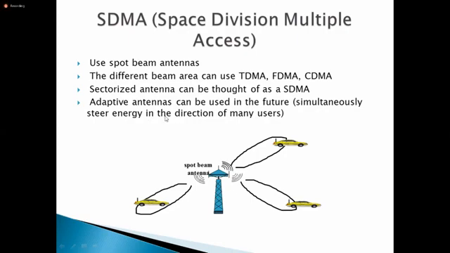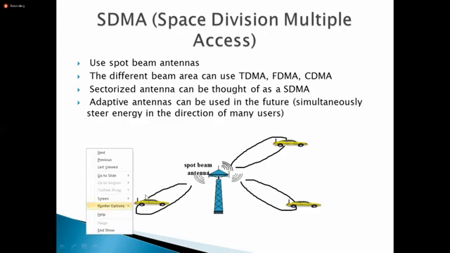Different beam areas can use TDMA, FDMA and CDMA techniques. And different users are accessed with different antennas, right? Then sectoring. I talked about how a cell is sectored, and something like that is what happens here. A sectorized antenna can be thought of as SDMA. I talked about cell sectoring. That is very important, right?